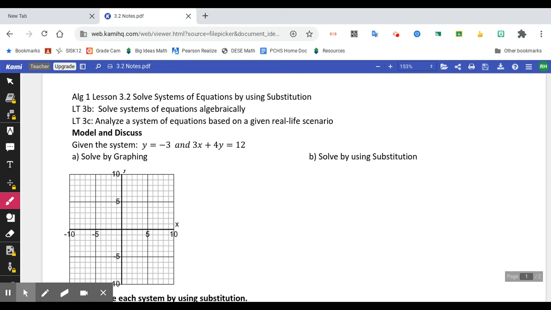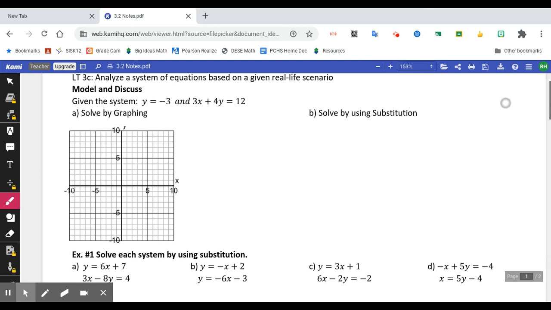Okay, you guys. So today, now that you have a little bit of experience with systems and graphing, we're going to move to 3.2, which is solving the systems algebraically and using them in a real life scenario, like on word problems. I'm going to show you on the model and discuss that we can do something both ways and still get the same answer, and that sometimes it might be a little bit easier based on the types of problems you're given in your system.